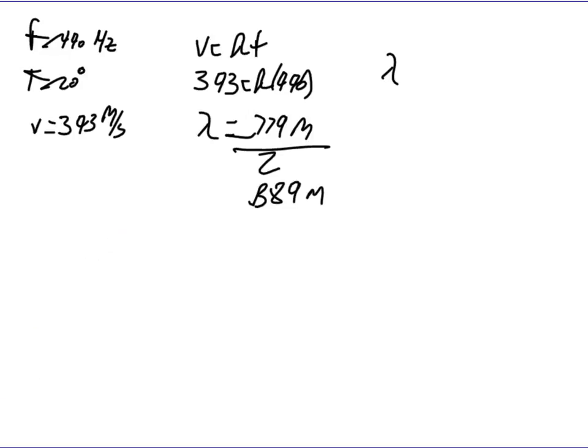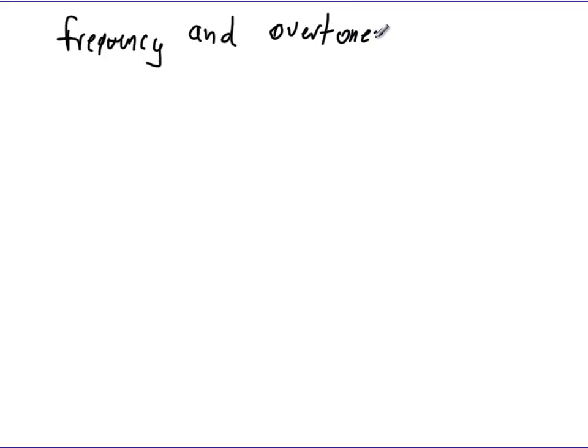The other thing I want to take a look at today is this idea of frequency and overtones. Now the longest wave that'll fit in a tube is called the fundamental frequency, or the fundamental wavelength. Everything above that that'll fit is an overtone. So the fundamental, f1, is the first harmonic.